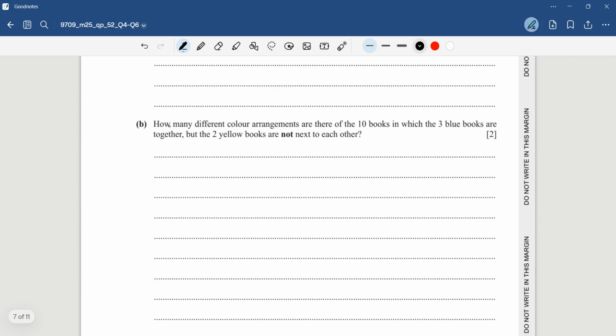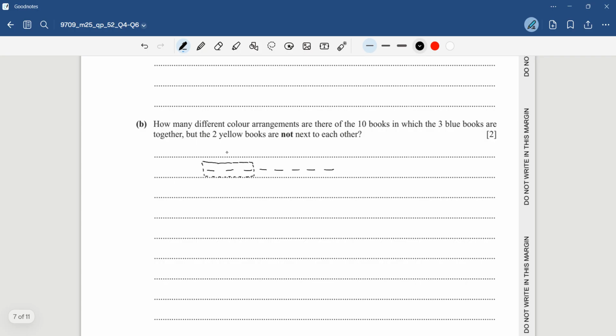Then, how many different color arrangements are there of the 10 books, in which 3 blue books are together, but 2 yellow books are not next to each other? Okay, for this case, I will arrange them 1, 2, 3, 4, 5, 6, 7, 8, 9, 10. Oh, sorry, I don't use until 10, I need to eliminate 2. So 1, 2, 3, 4, 5, 6, 7, 8. I will arrange the 8 books first. I will not consider the yellow books first. And they said 3 blue books are together.